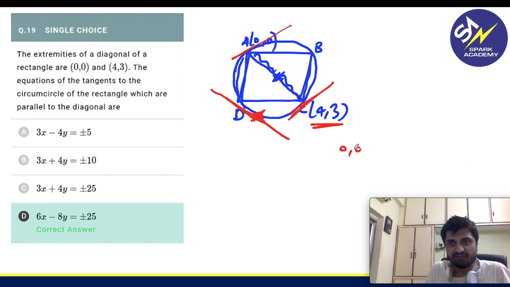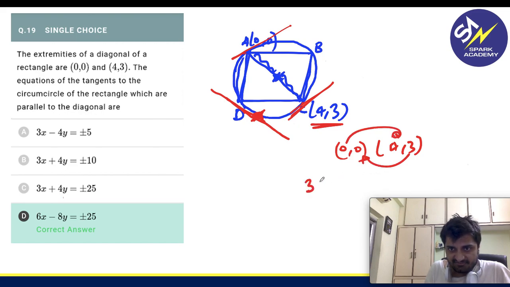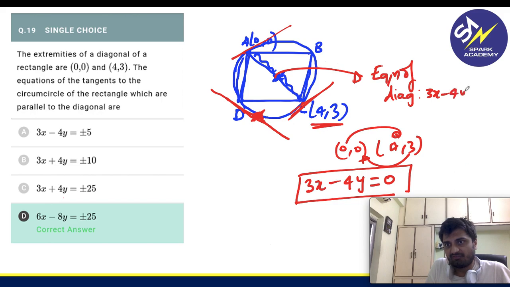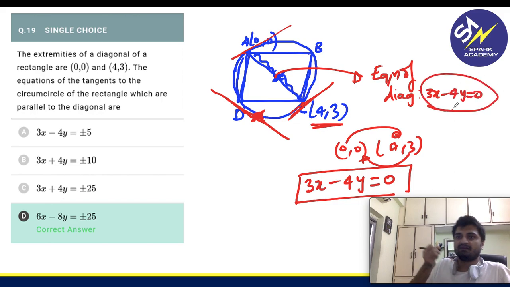How do you write the equation of the diagonal? You know a trick basically, right? What is that trick? 3 minus 0 is 3, that is x, minus 4y. That is equal to what? (0, 0) gives 12 minus 12, which is 0. So 3x equal to 4y, that is the equation of the diagonal. The equation of the diagonal is 3x minus 4y equal to 0, guys. So this I know. Now what can I do since I know this?